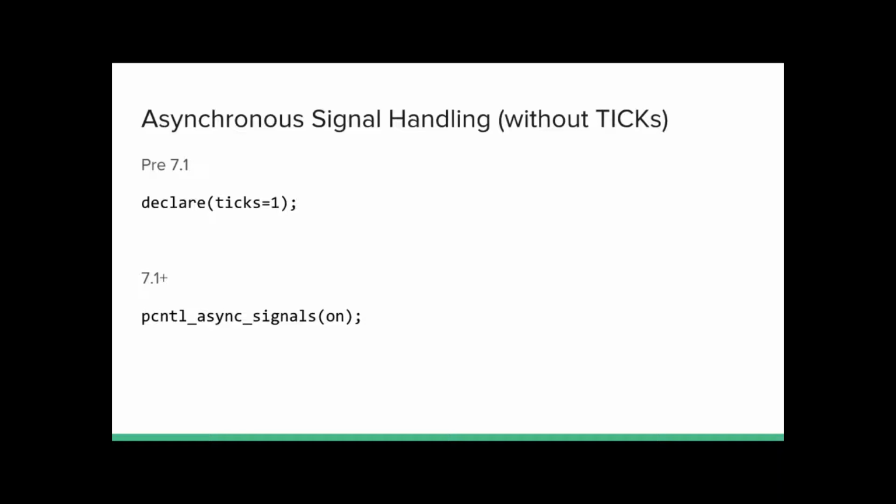Now, there was a small problem, not problem, but there was something you had to worry about. In pre-7.1, you had to put a declare statement at the top of your code, or somewhere near the top, that said ticks equals and then an integer. With ticks equals 1, PHP would check at every instruction and say, is there anything for me to do? And if not, it would go to the next instruction, and it would keep doing that. Well, you pay a performance penalty for that.